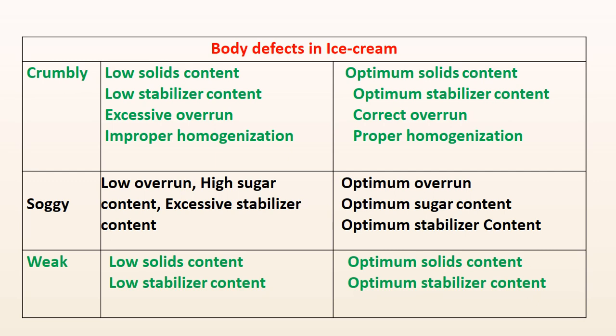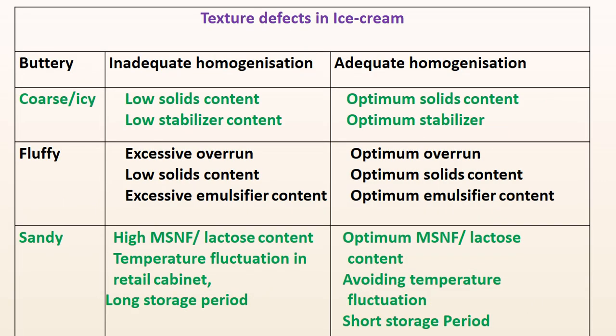Then there can be weak body. The cause is low solids content and low stabilizer content. And the prevention is optimum solids content and optimum stabilizer content. Now we will see the texture defects in ice cream. The first one is buttery. The cause is inadequate homogenization. The prevention is adequate homogenization.